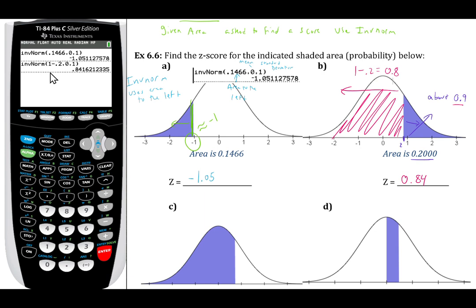Again, those of you with the older display calculator, no big deal. We just need to type in the area first, comma, the comma is just above the 7 button, 0, comma, 1, and then close parentheses, enter.